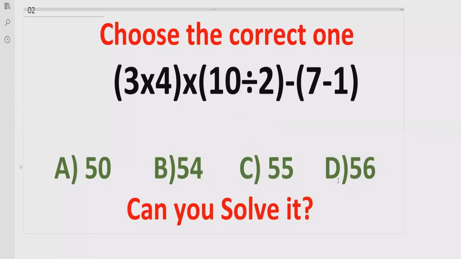So we have A is 50, B is 54, C is 55, and D is 56. So we will see which answer is correct.